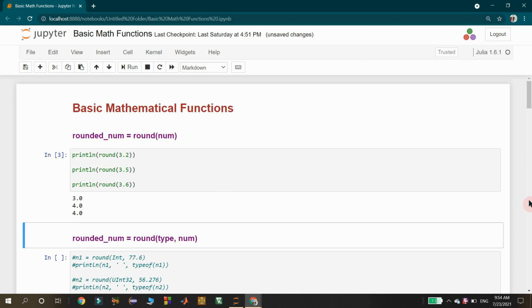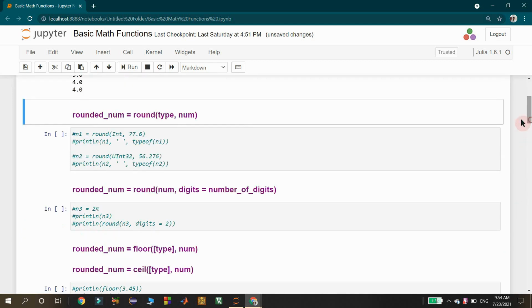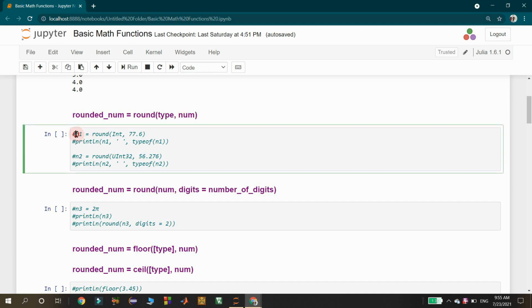Next I am considering the round function with two arguments. The first one is the type and the second one is the number, where the type represents the type of the resultant rounded number. Now I am considering an example. Here I am going to use Int as the type. That means 77.6 is the number which will be rounded, and the data type of that rounded number would be integer. After that I am using a display statement, println, to display the rounded number as well as the type of that rounded number n1.